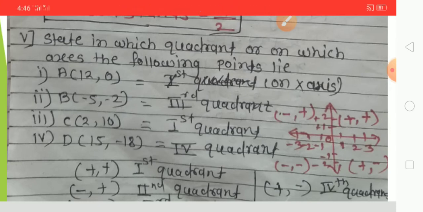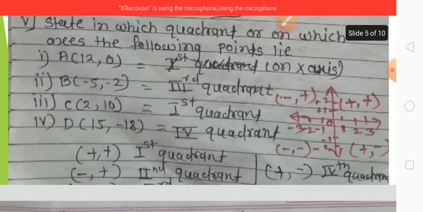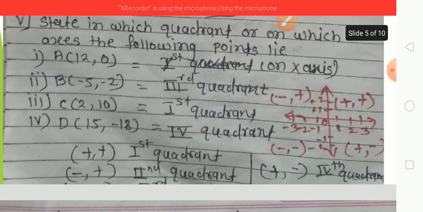Then the second question, B of -5, 2. So -5, that is the third quadrant. In the third quadrant there are negative integers. And the third point C of 2, 10. There is a positive integer, the positive integer in the first quadrant. And in the fourth quadrant there is 15, minus 18. The D is positive and negative.